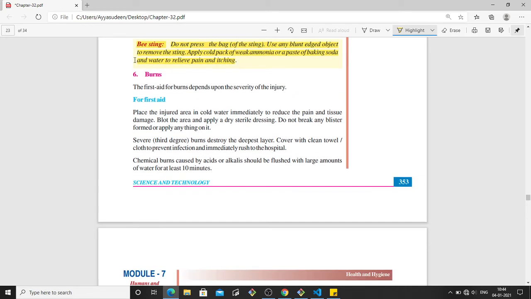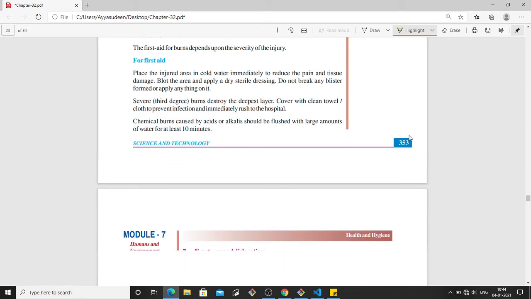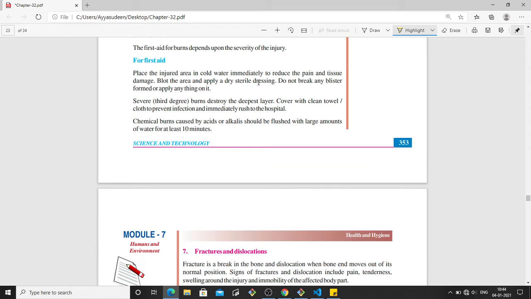Okay, then burns. First aid for burns depends upon the severity of the injury, like how much it is burnt. The injured area should be placed under cold water to reduce the pain and tissue damage, and a dry, sterile dressing has to be kept.